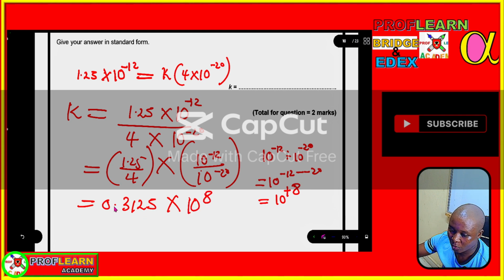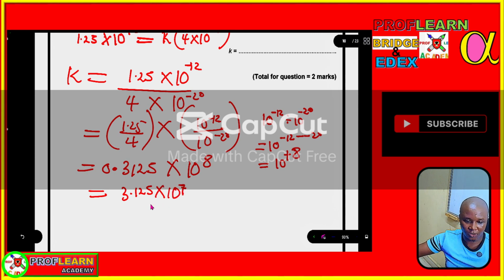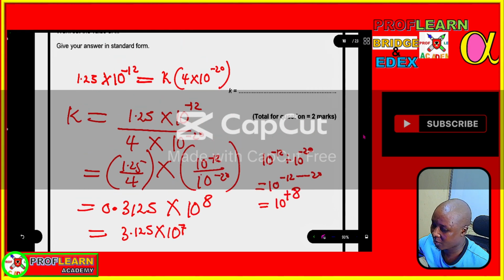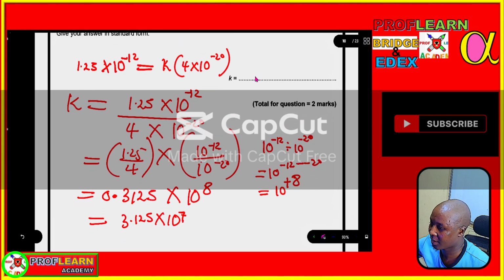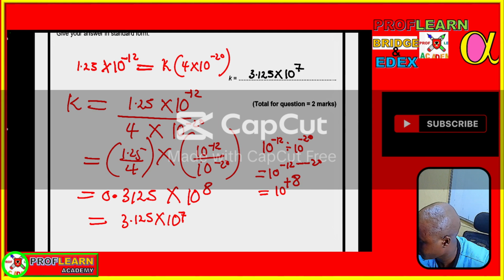But we want to write this in standard form, so our final answer is going to be 3.125 times 10 raised to power positive 7, and that is the value of k in that particular case. 3.125 times 10 raised to power 7 is the final answer for this question.